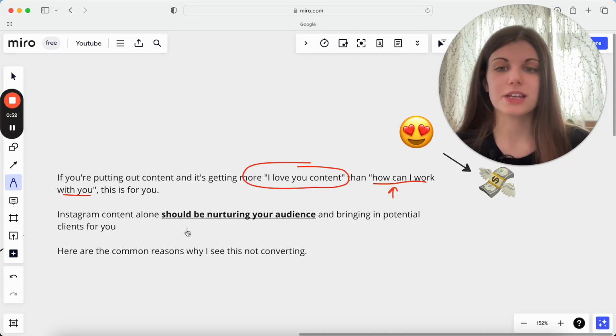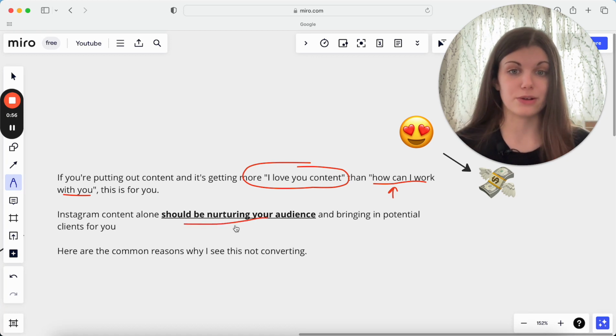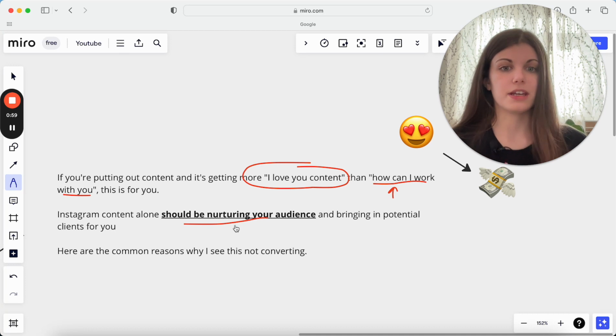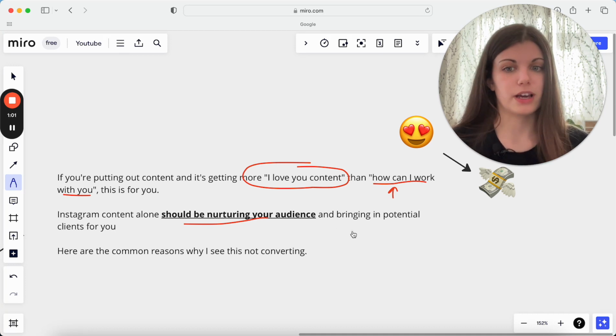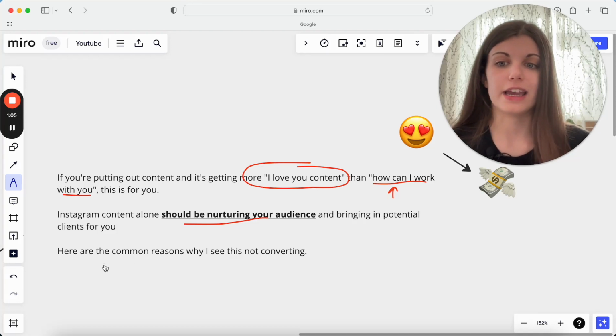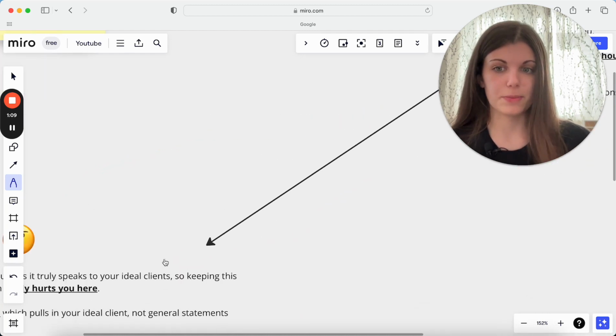Your Instagram content alone should be nurturing your audience. You should be getting clients, getting sales, and actually seeing results from this content alone. This should be bringing in potential clients, but sometimes it doesn't, and that's okay, but we're going to be fixing that today. So here are the common 3 reasons why I see this not converting for people.